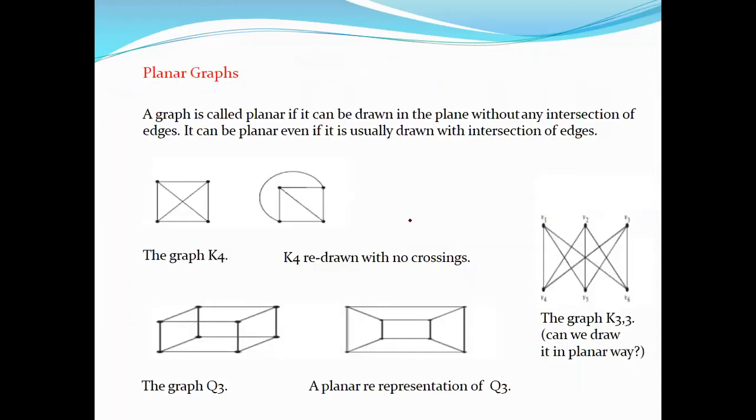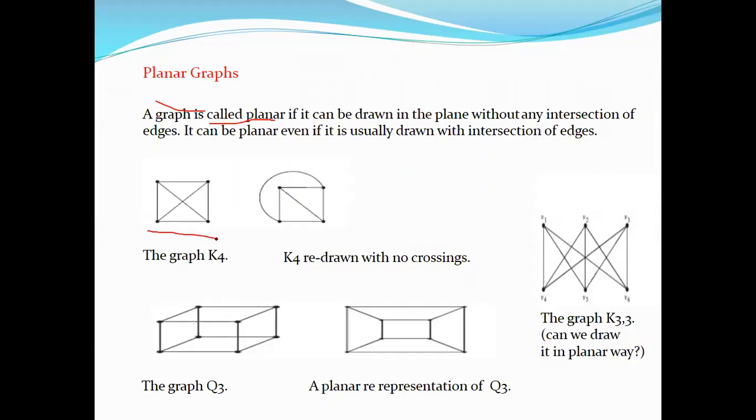Let us start from our first topic. It is a planar graph. So what is meant by a planar graph? A graph is said to be planar if it can be drawn in the plane without any intersection of edges. It could be planar even if it is usually drawn with the intersection of edges.